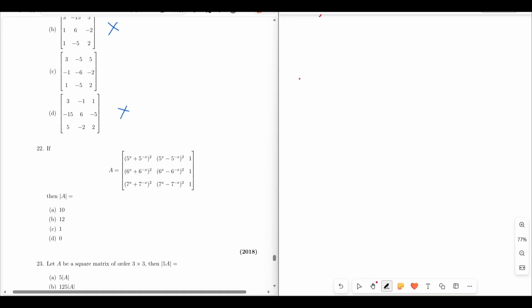And next, moving on to the 22nd question from the year 2018. They have given a matrix A, a 3 by 3 matrix, and they're asking you to find out what is the determinant of this matrix. Very simple question. Let us first simplify the given question. You could see here it is of the form A plus B whole square, and here it is A minus B whole square. So if I expand, it will be A square.